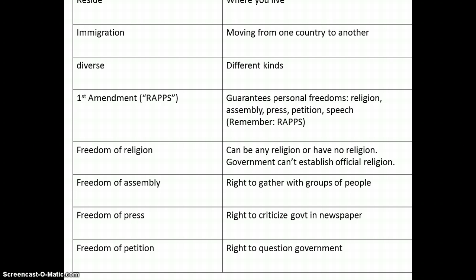And our United States government can't establish an official religion. So President Obama can't say, oh, everyone in the United States must be a Christian. That is not constitutional based on the First Amendment. Freedom of assembly is the right to gather with groups of people. Freedom of press is the right to criticize the government in newspaper. Freedom of petition is the right to question the government.